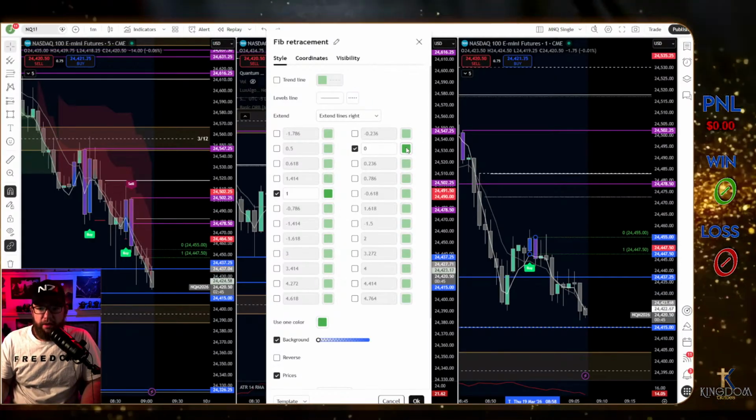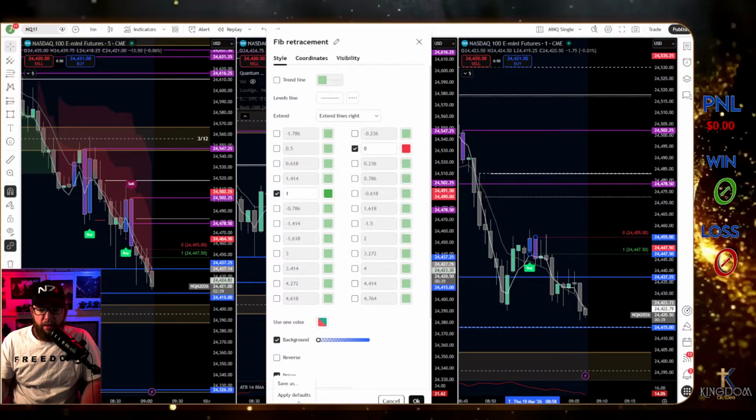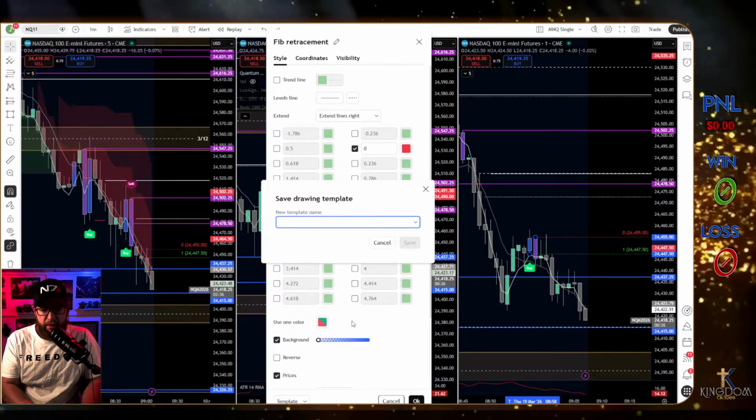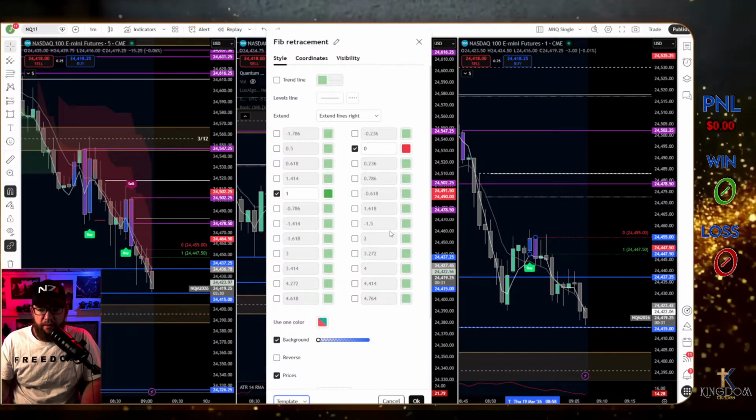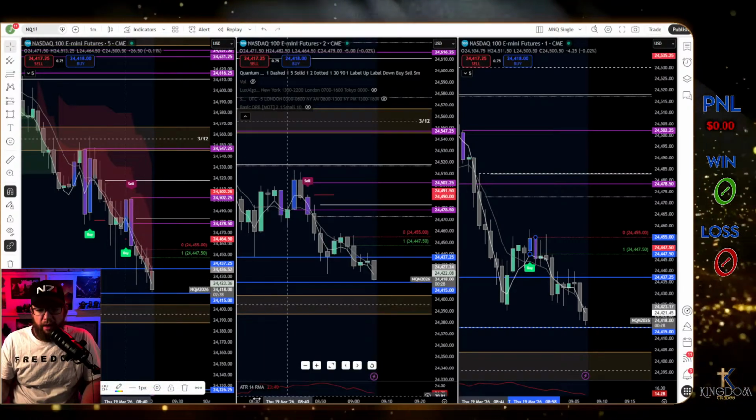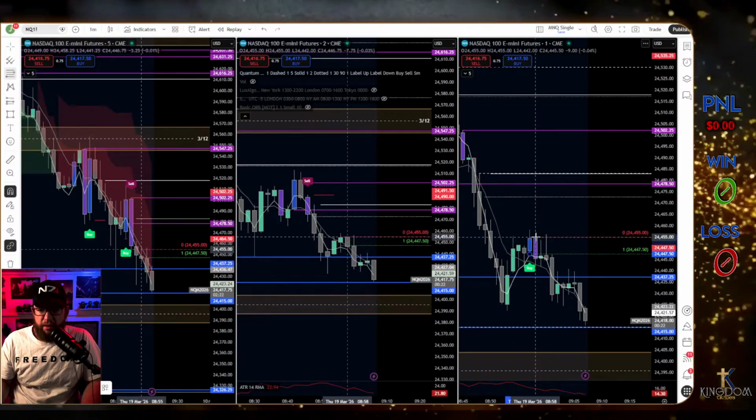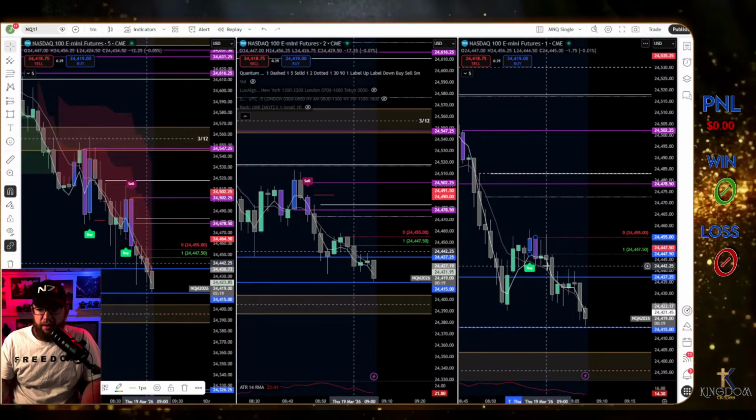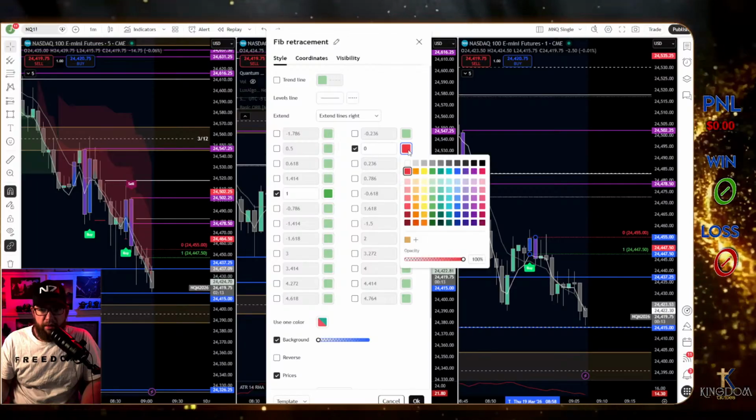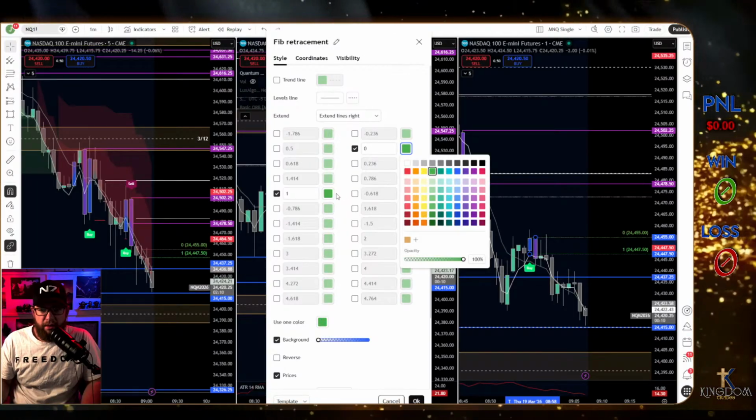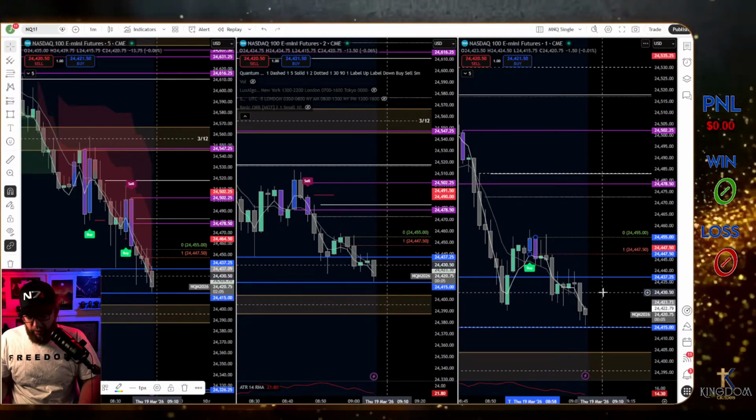So 0 is always going to be red and 1's always going to be green. And we're going to template save as range box. Save. Okay. And now let's do this right here. Oh, see, it did it. But so it's the opposite. So this one needs to be green. This one needs to be red. Boom.